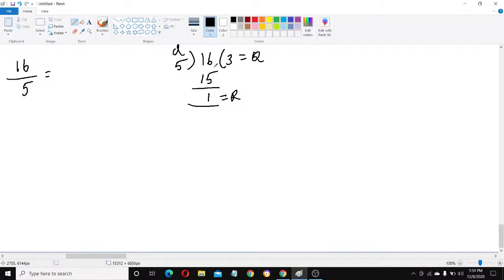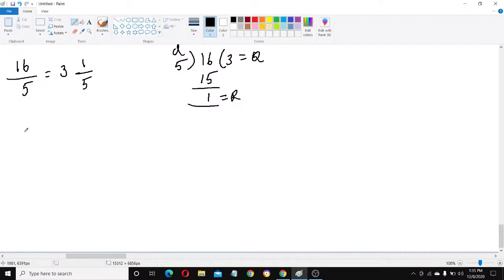A mixed fraction is a combination of a whole number and a proper fraction. So in the whole number part, which number should we write? The quotient 3. Now the proper fraction: the remainder 1 is written in the numerator, and the denominator is the divisor, which is 5. So it is 3 1 by 5.